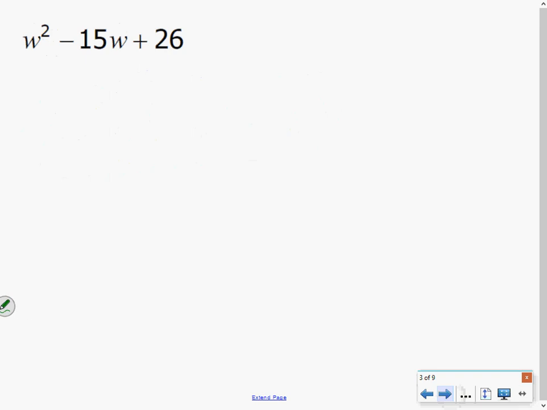Okay, what I want you to also get in the habit of is counting the number of terms. Okay, if you see 3 terms and you notice that you have a leading coefficient of 1, then you're going to factor this using your x. Now you probably remember from Algebra 1 that when we have a trinomial like this, we are looking for 2 numbers that multiply to 26 and add together to make negative 15. We just use the x to organize our thoughts.